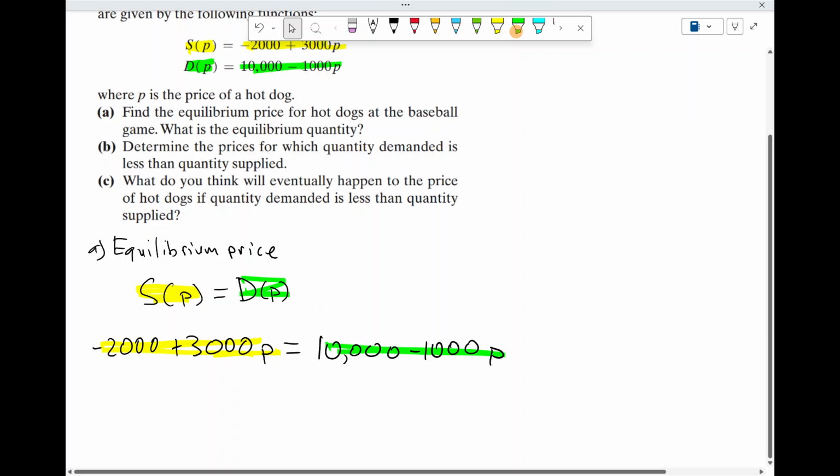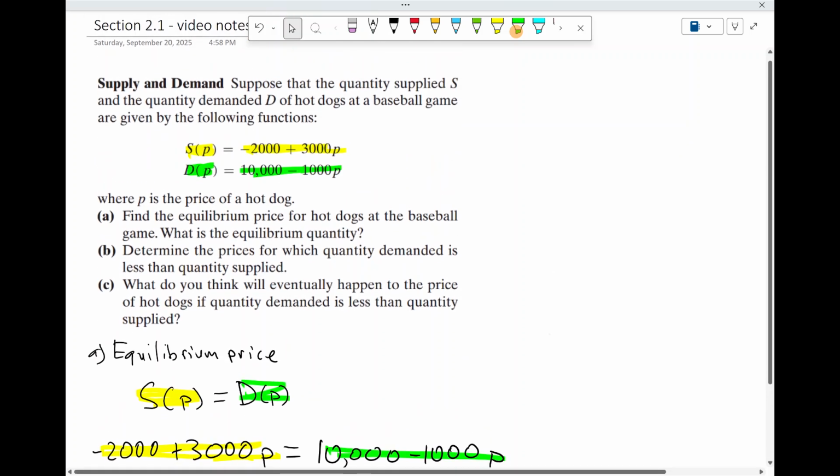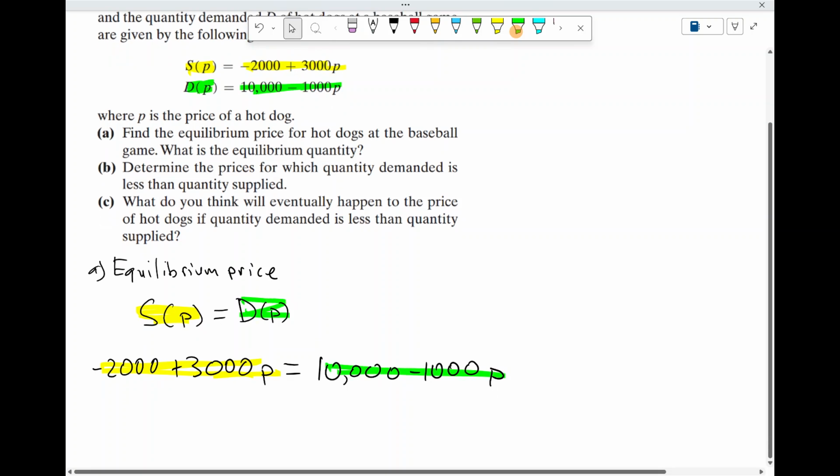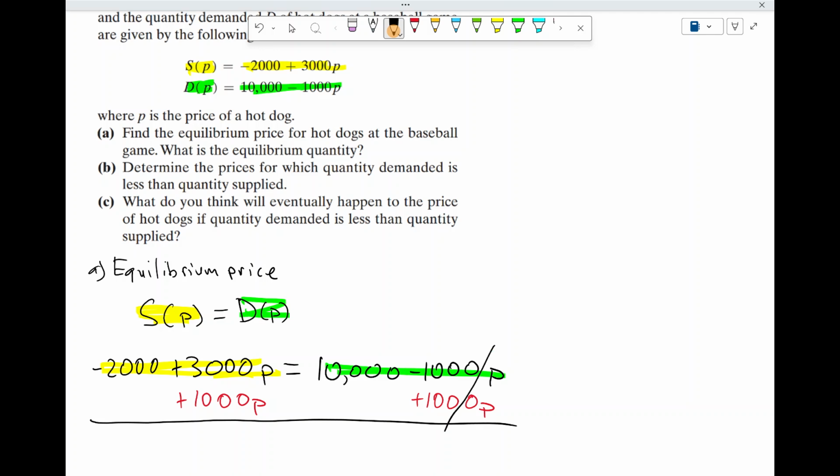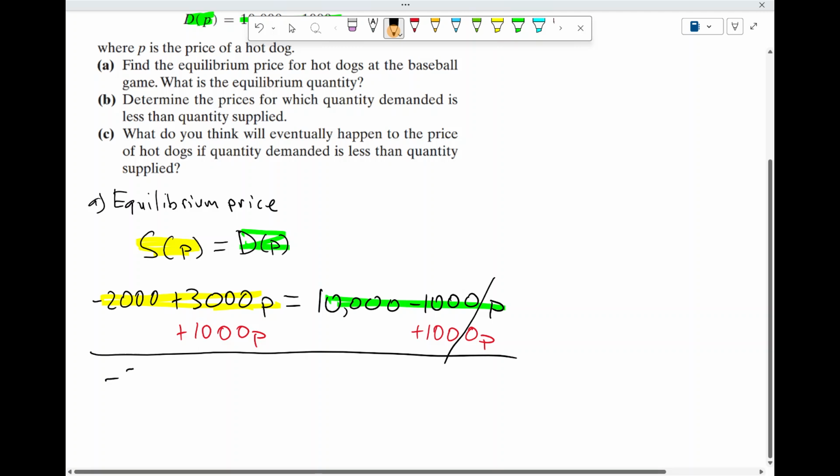So just set the supply formula and the demand formula equal to each other, and we are going to solve for P. First thing I'm going to do is move all the P's, all the variable terms, to the left-hand side of my equal sign. So I'm going to add 1,000 P to both sides of my equation. On the right-hand side, these cancel out. I'm left with this equation.